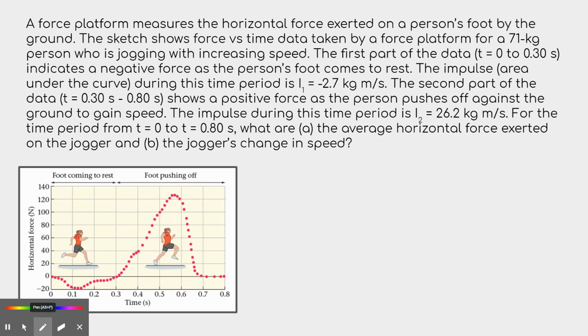We were given information for the mass. And we were told the impulse under this first part of the curve, so the impulse from 0 to 0.3 seconds. And then we were told a second impulse that occurred from 0.3 to 0.8 seconds. So that's going to be important information. So this is I2, and this part is associated with the first impulse.